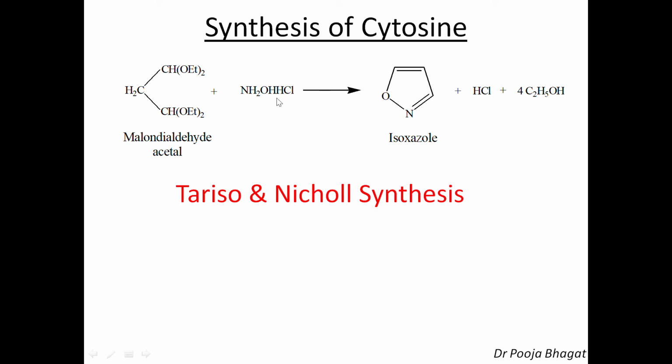Then you treat it with hydroxylamine hydrochloride. Hydroxylamine is always present in the form of hydroxylamine hydrochloride. So this will help you in giving isoxazole. This is isoxazole, a 5-member ring with oxygen and nitrogen. Loss of this HCl goes out as HCl, and the 2 ethoxide from here goes out as ethanol. You can easily write down the reaction.